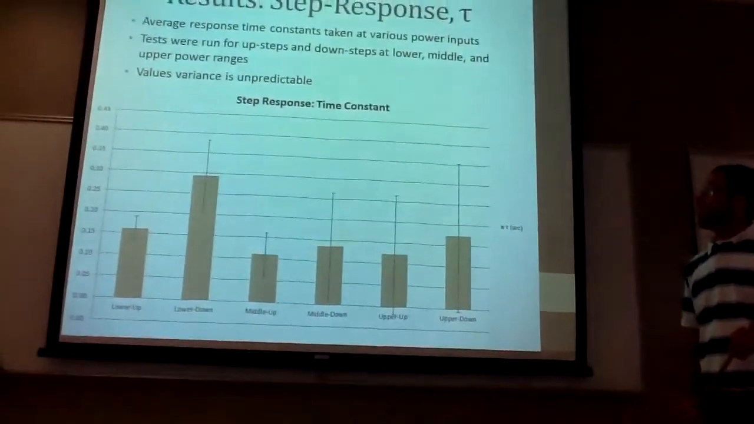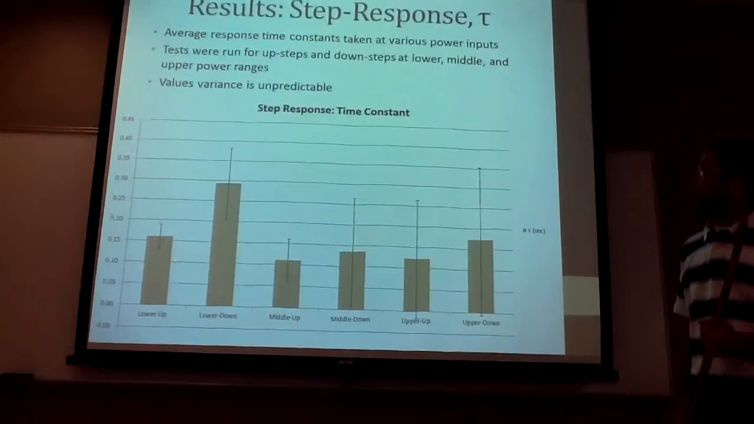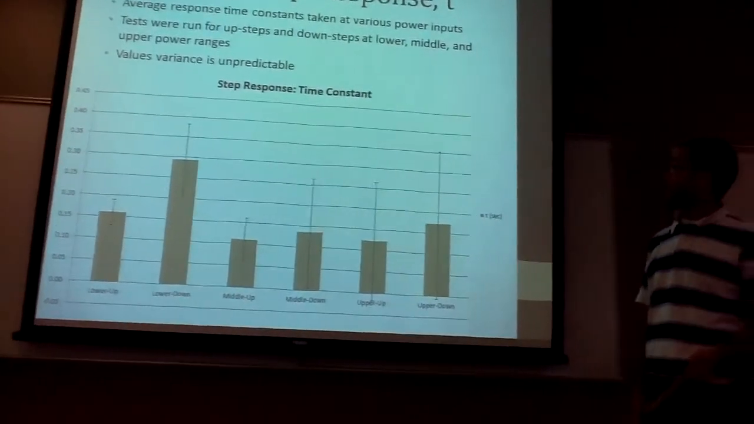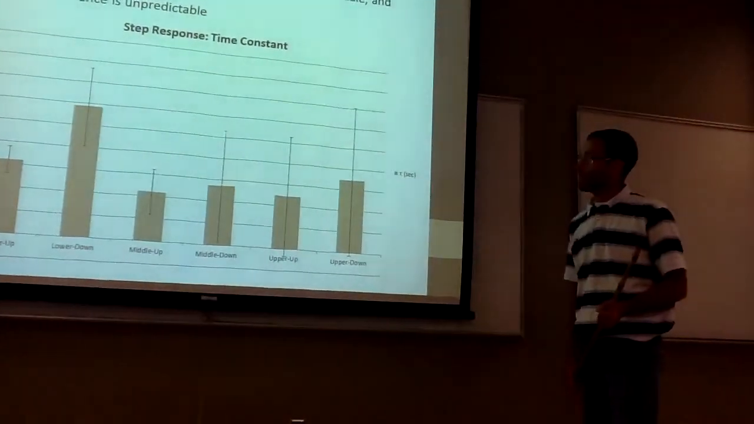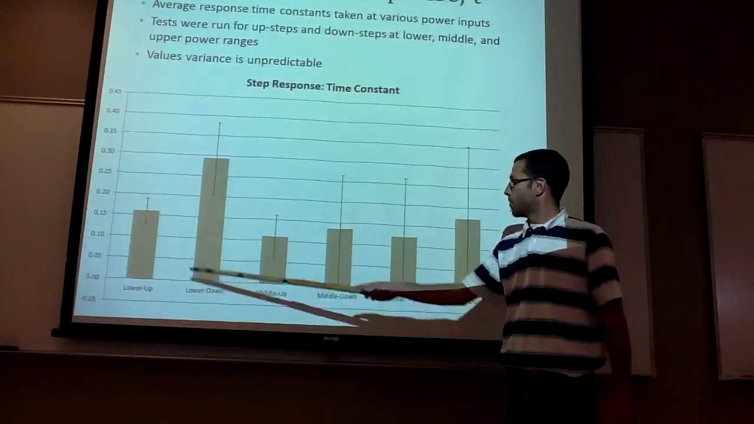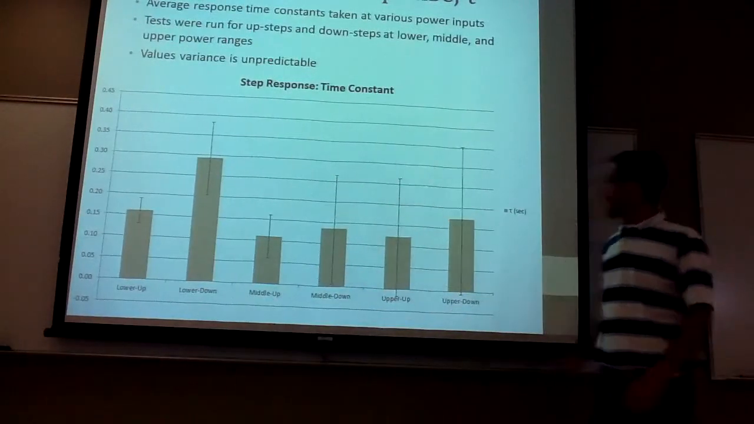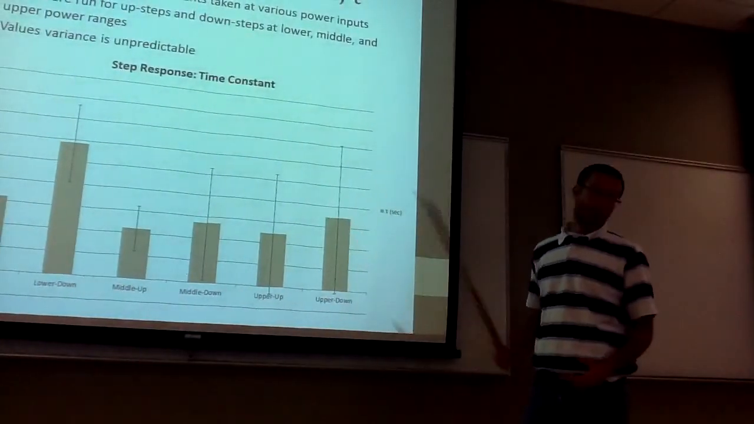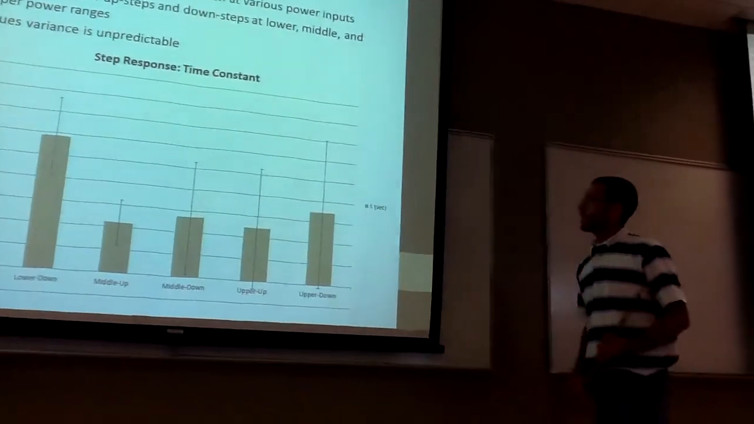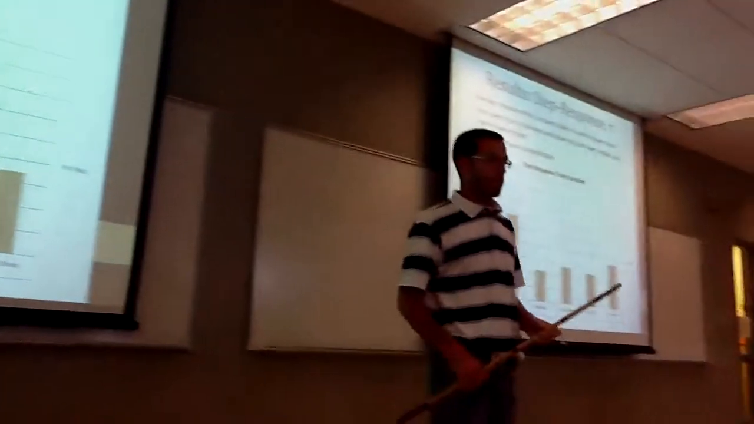And the third thing we were observing was the time constant, tau. Again, tests were run for up steps and down steps at each of the ranges. And these values for variance were pretty unpredictable. From lower up and lower down, there's a huge discrepancy. And then you're kind of all over the map with these ones, and the uncertainty was higher for these. So there wasn't a whole lot of predictability to that particular measurement.